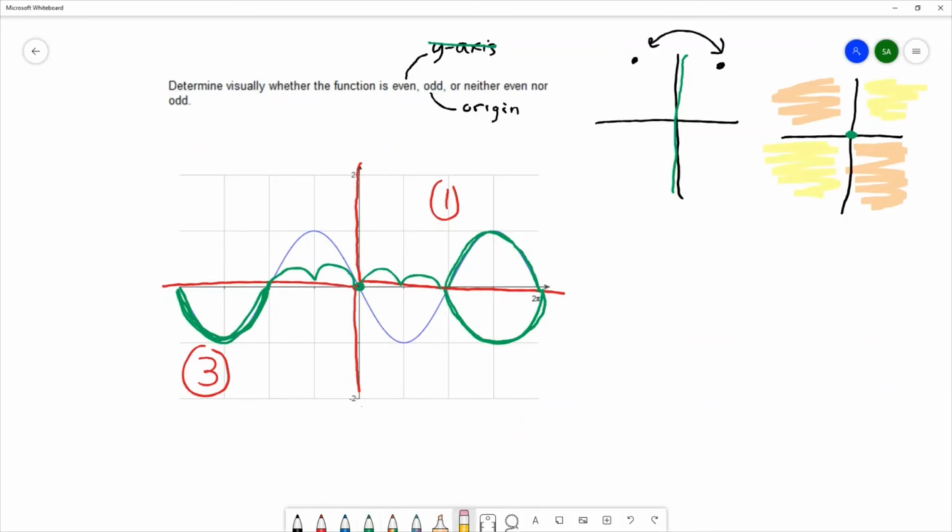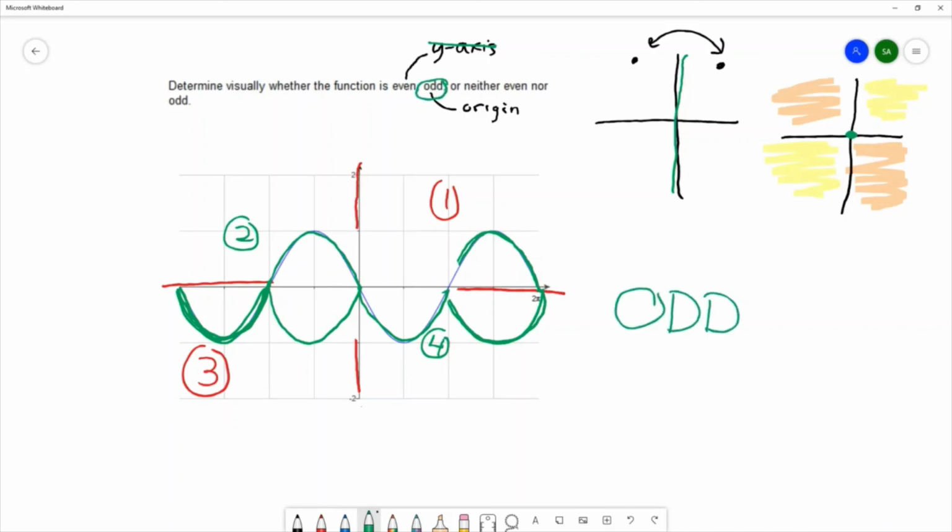And let me try to do it with this piece right here as well. If I'm starting off with this piece right here, which is in quadrant 2, and I reflect over the x-axis and then reflect over the y-axis, I'm landing right on top of that graph in the 4th quadrant. And so this graph does have origin symmetry. And functions that have origin symmetry we would categorize as odd. So this is an odd function.